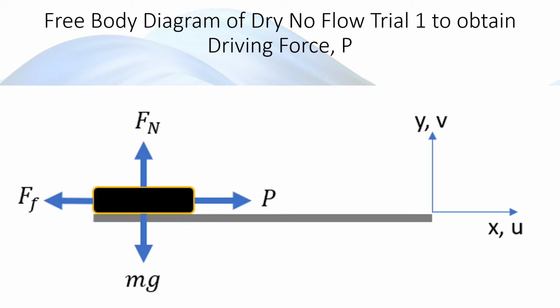Using classical Newtonian mechanics, we can use this free body diagram. We can determine the forces acting on the plate. This also operates under the assumption that the only force acting on the plate in the x direction is the pushing force I applied to set the plate in motion and the force of the friction that opposes the applied force. The figure shows the forces acting on the plate in a dry no-flow trial. The force of friction moves contrary to the driving force in the x direction, and a normal and gravitational force act on the plate in the y direction.